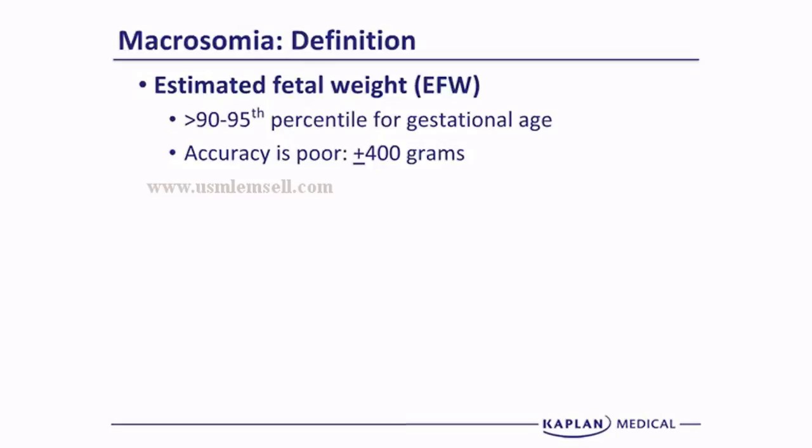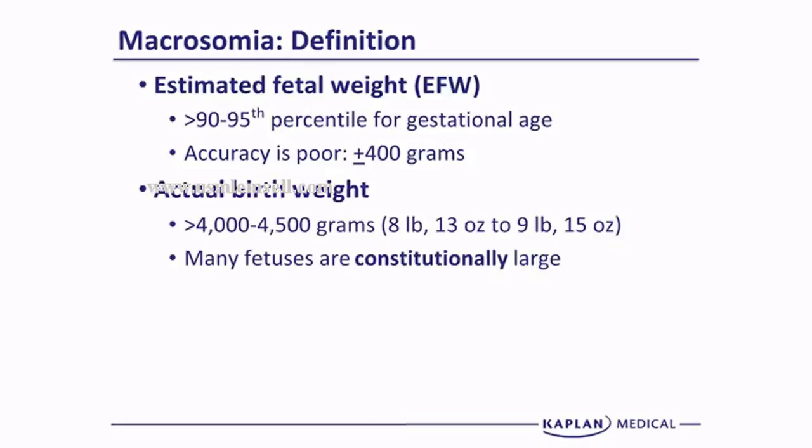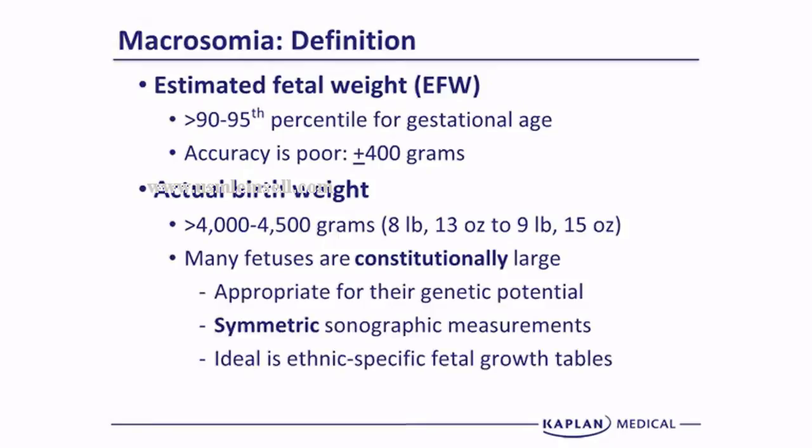We can also look at macrosomia by actual birth weight, 4,000 to 4,500 grams, between 8 pounds 13 ounces and 9 pounds 15 ounces. Just as many of the babies who are IUGR, SGA are really constitutionally appropriate, that is also true for babies that are large. If we have a big mama, we have a big papa, what would you expect but a big baby? The ideal would be to have ethnic specific fetal growth table.